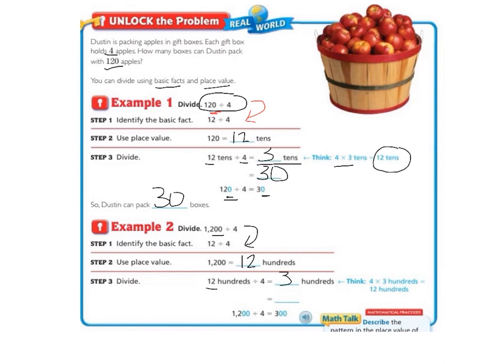So then 3 hundreds is represented as 300. And here's our zeros again. So 2 zeros over here equals 2 zeros over here.